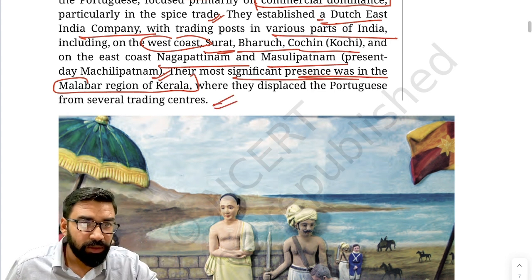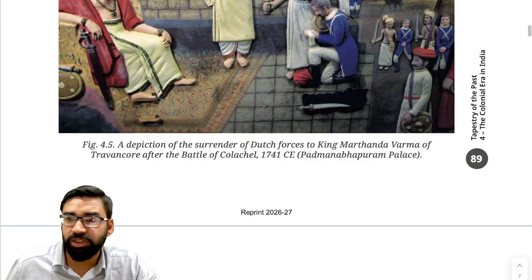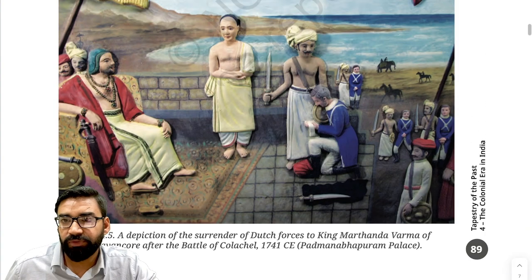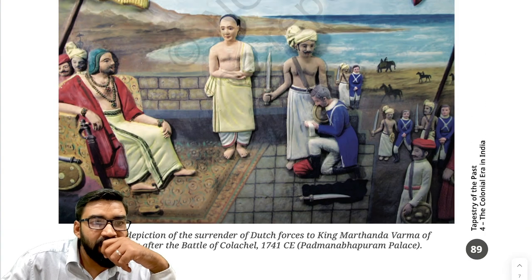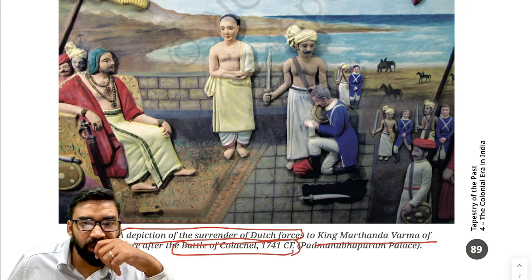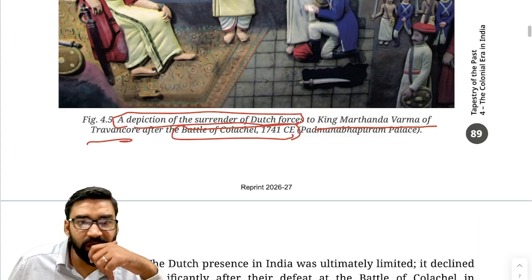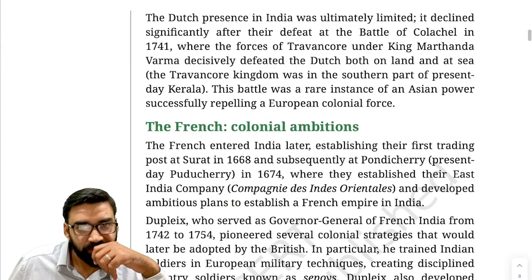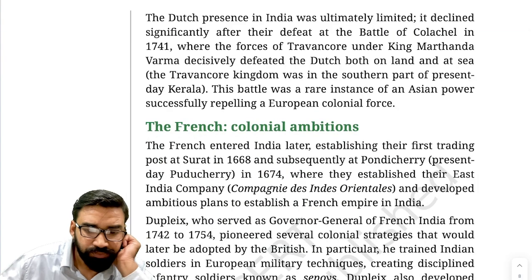Fine. Okay. Now, after this, see this image first. This reflects a depiction of the surrender of Dutch forces to King Marthanda Varma of Travancore in the Battle of Colachel, 1741. Clear? This is a very important battle. Fine. Now, we'll discuss about this battle.